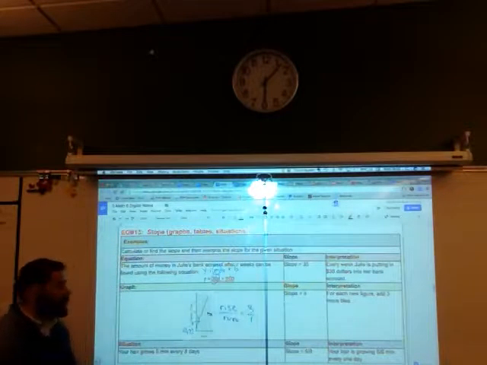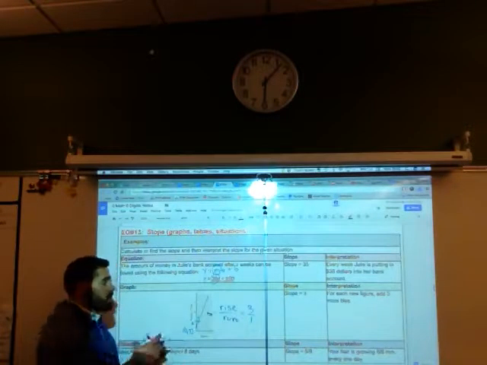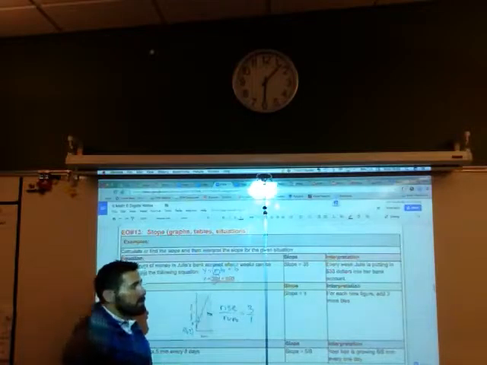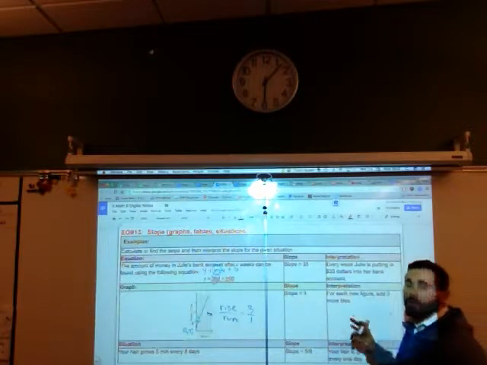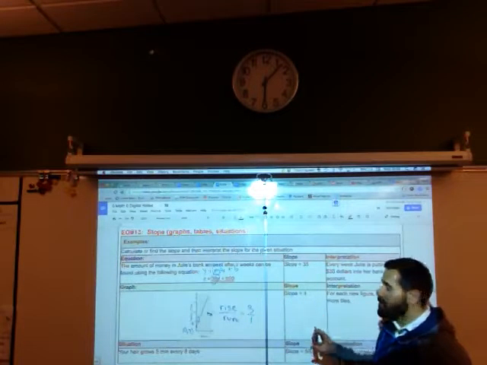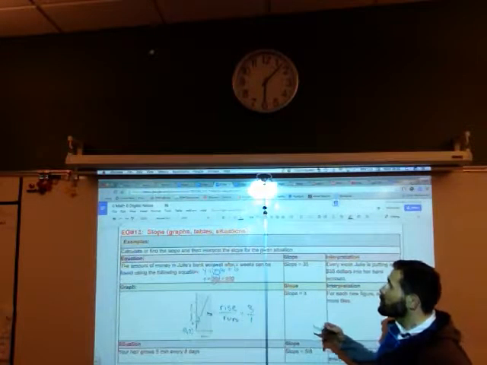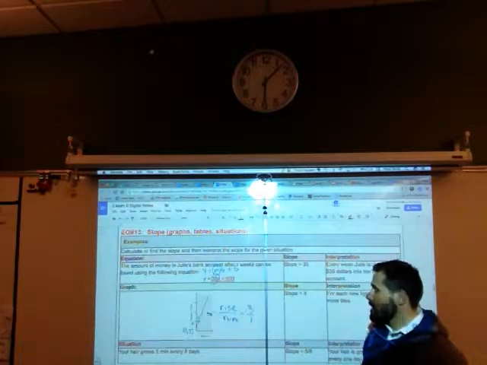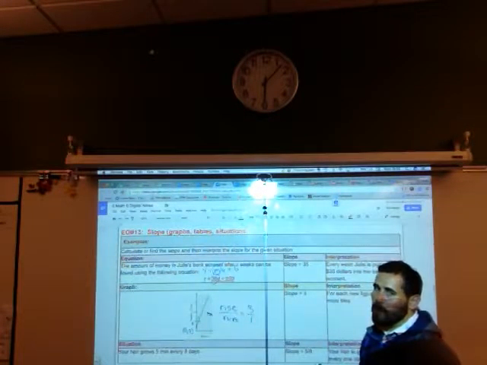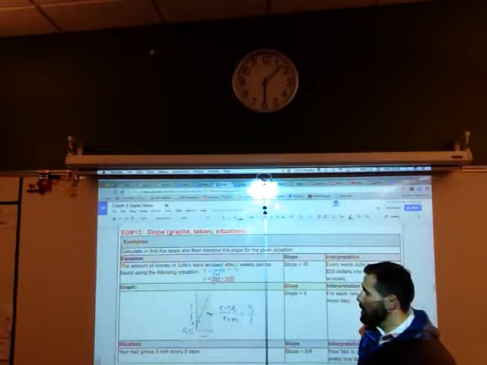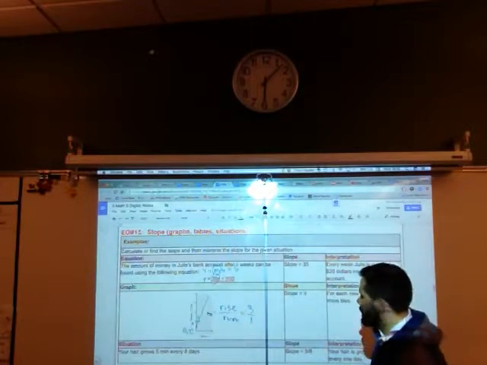Again, slope is 3, but it means a different interpretation in this situation. In this situation, it means for each new figure, add 3 more tiles, because it's a positive 3. If I were to interpret the y-intercept of this, the y-intercept is a 2, that means my 0th figure would have 2 tiles.